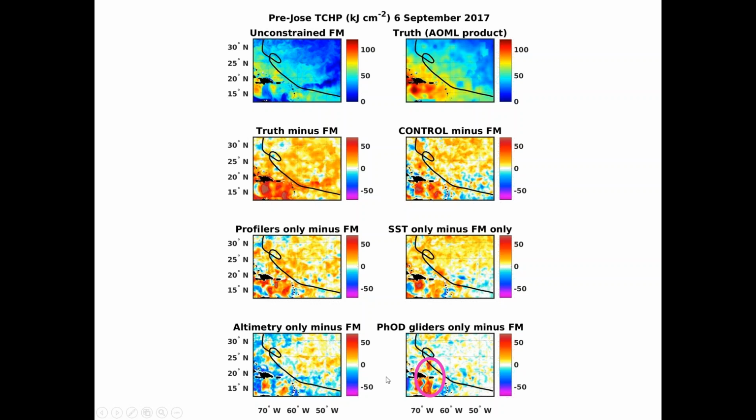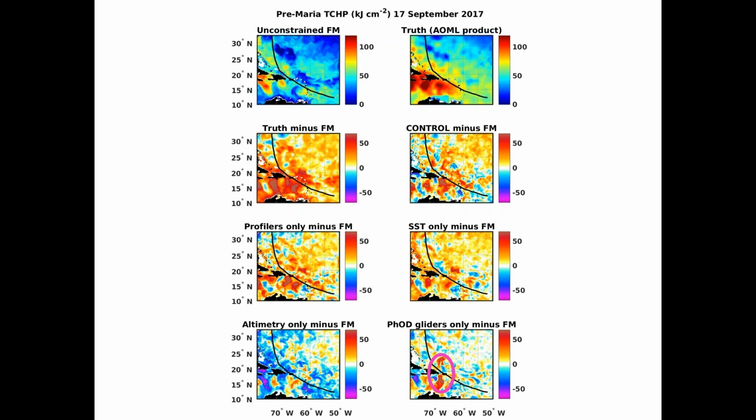What's interesting about Jose is that Jose actually passed over the region that was substantially corrected by the northern PHOD gliders. We might expect to see an impact on the intensity forecast. And pre-Maria, again, basically the same results. The model's too cold, but control and assimilating profilers, SST, and gliders substantially corrects the ocean.